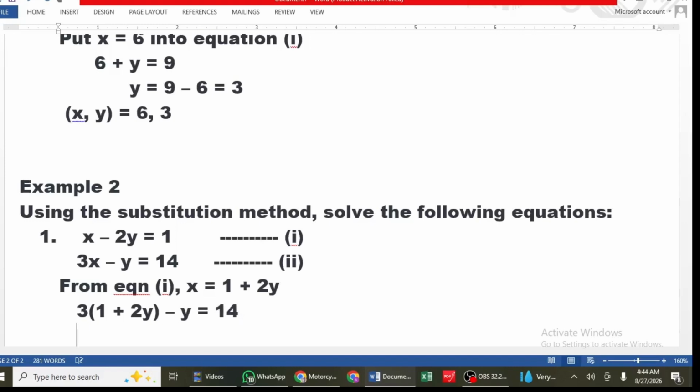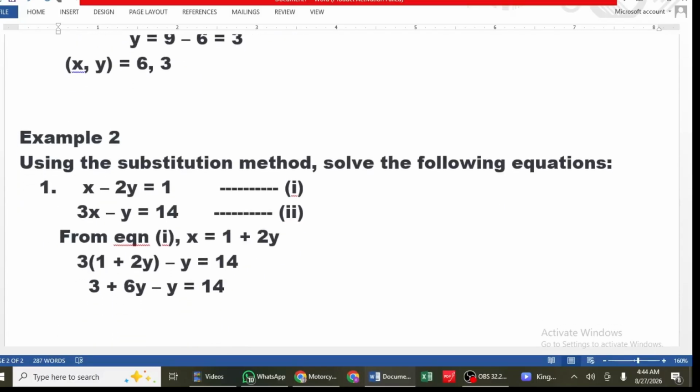Then you open the bracket. 3 times 1 will give you 3. 3 times 2y will give you 6y. Then minus y is equals to 14. From there, you collect the like terms. 6y minus y will give us 5y.